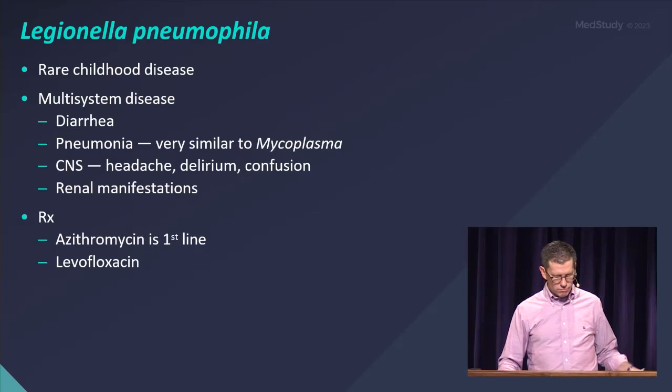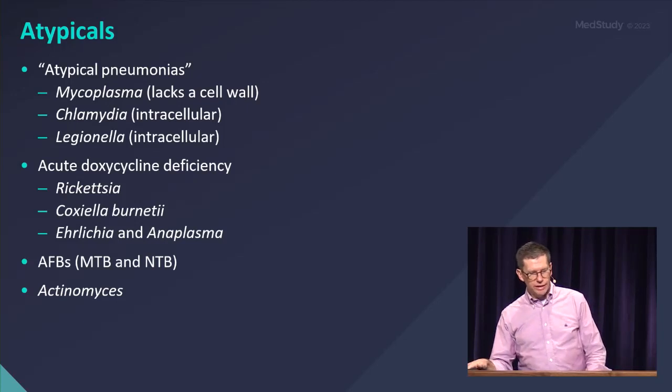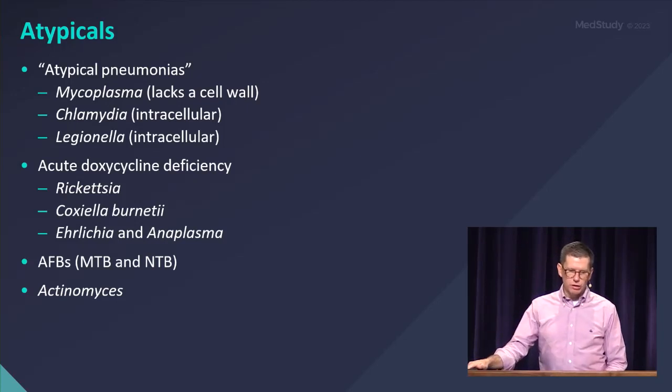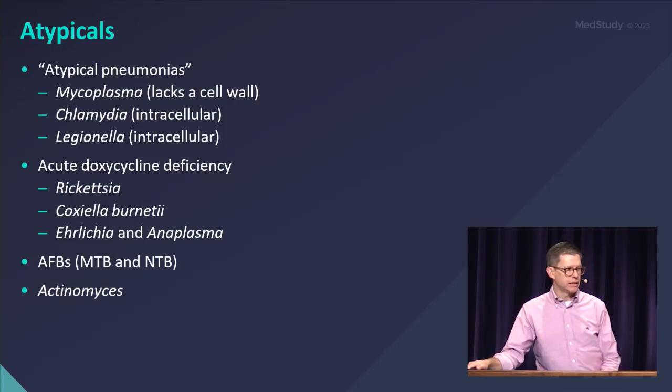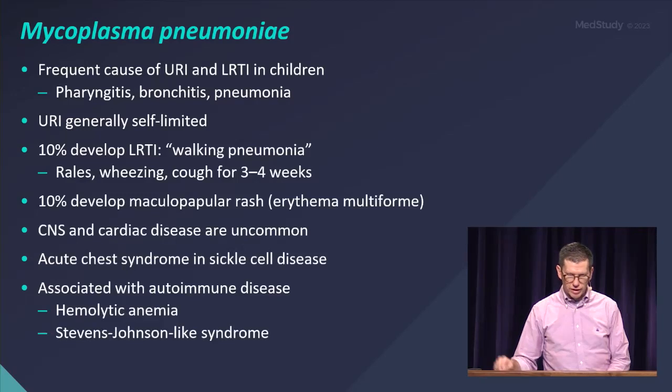In terms of atypicals, we think about Mycoplasma, which lacks a cell wall, and then Chlamydia and Legionella, which are both intracellular. Other atypicals include your acute doxycycline-responsive states, things like Rickettsia, Coxiella, and then Ehrlichia and Anaplasma. AFB, so we talked a little bit about non-tuberculous mycobacterium and TB already. And then Actinomyces, which we'll have a case of in just a few minutes.